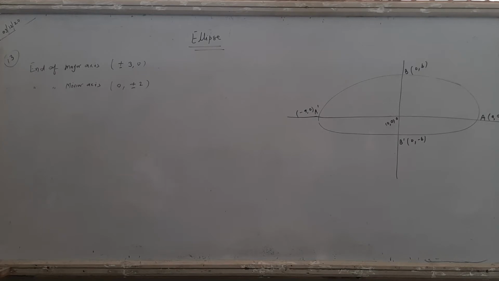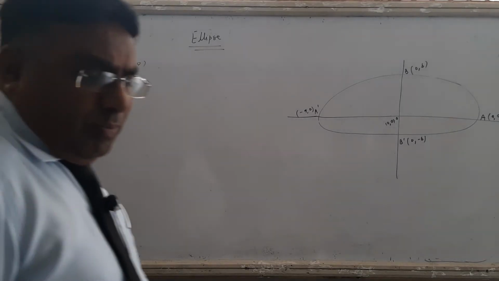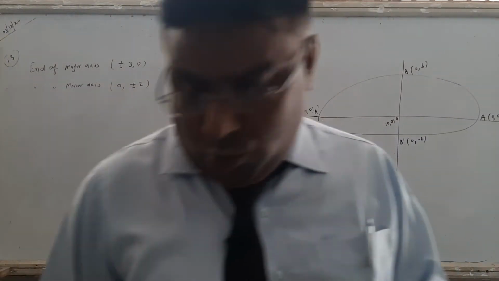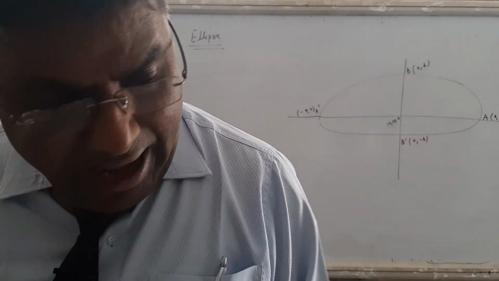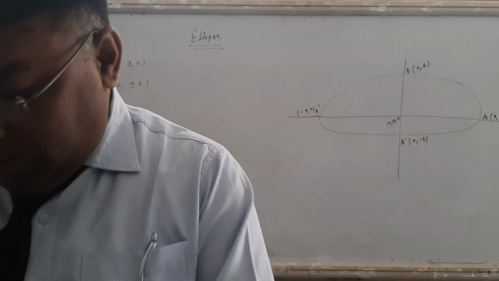Now look here, equation of the ellipse. There are two axes. Now length of major axis is 2a, length of minor axis is 2b.